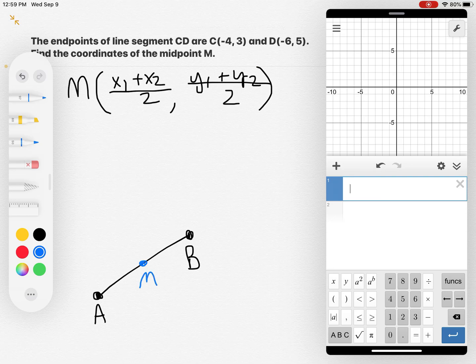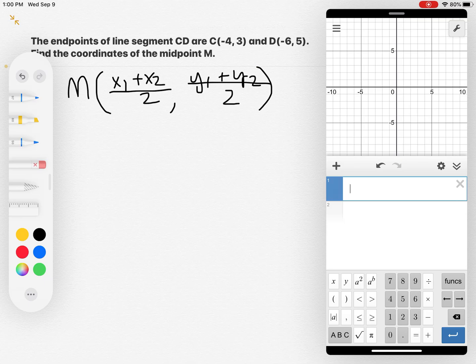There's a formula we can use to do this. It is called the midpoint formula. It is a formula I have written there at the top. It looks really complicated, it really isn't. Let's use the example points we have here to see how this formula works.